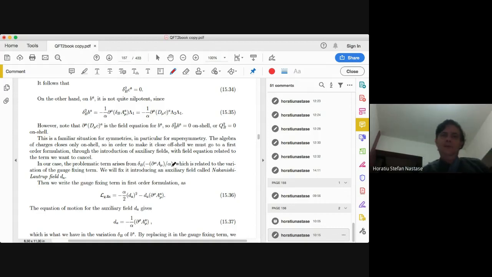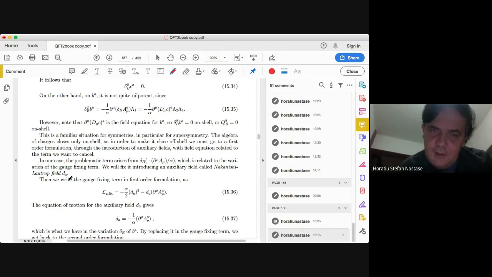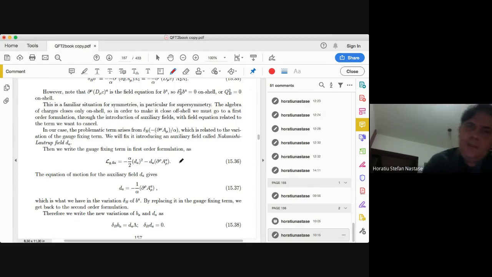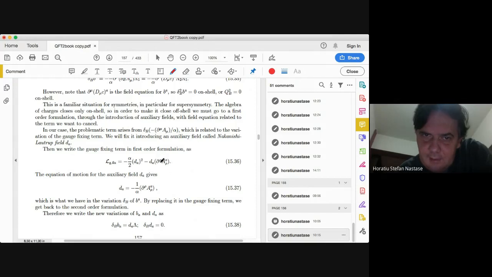So that means that we must find the first order formulation for the gauge fixing action, d mu A mu squared over 2 alpha. We'll find it by introducing an auxiliary field called the Nakanishi-Lautrup field d A. So first order formulation means introducing this auxiliary field. So the gauge fixing action is equal to 1 over 2 alpha d mu A mu squared. But I want to write it in a first order form by introducing this auxiliary term. So I write it like this: minus alpha over 2 d A squared minus d A times d rho A rho.